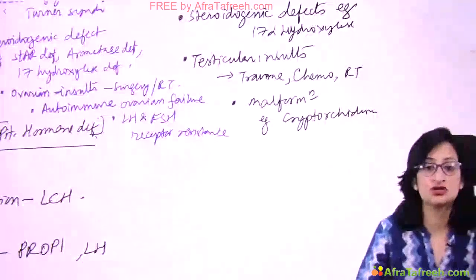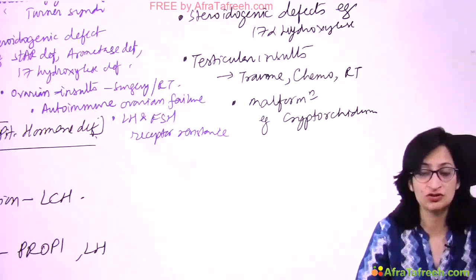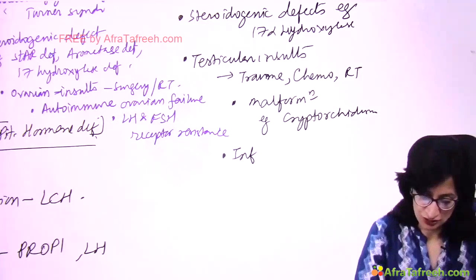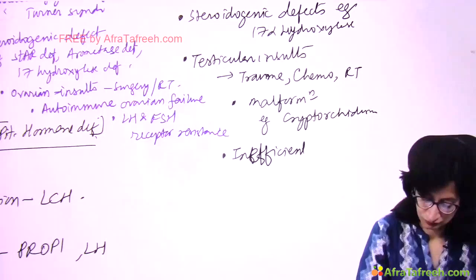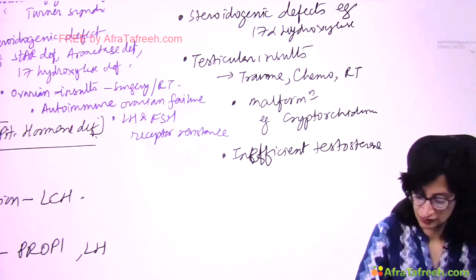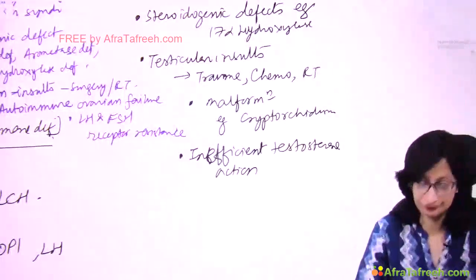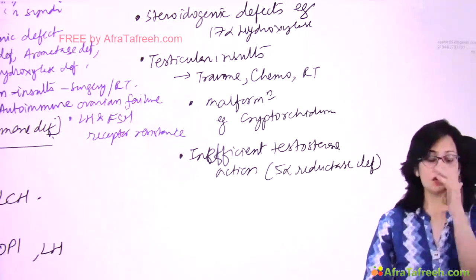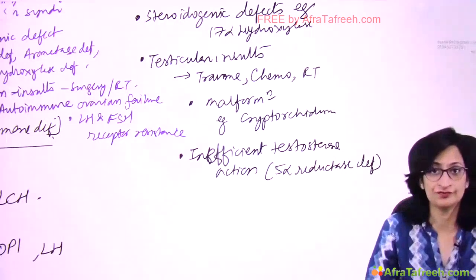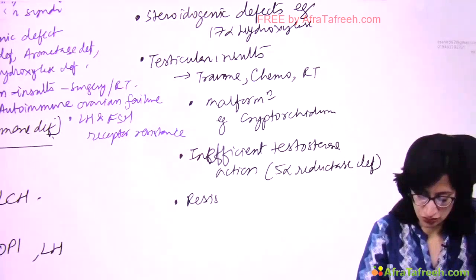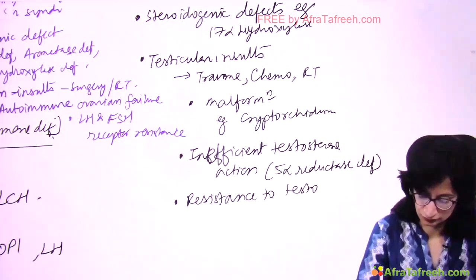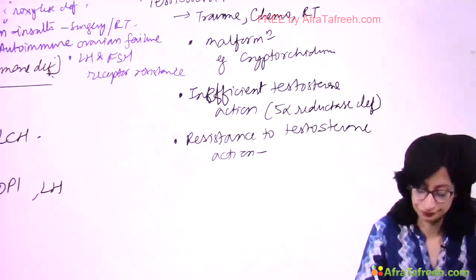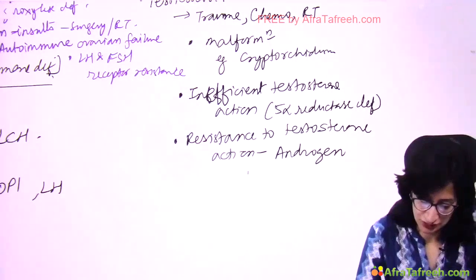Then there can be inefficient testosterone action. If there is 5-alpha reductase deficiency, the active form of testosterone is not getting formed. So inefficient testosterone action as you get in 5-alpha reductase deficiency. Or there can be resistance to testosterone action at the level of receptors, that is called androgen insensitivity syndrome.